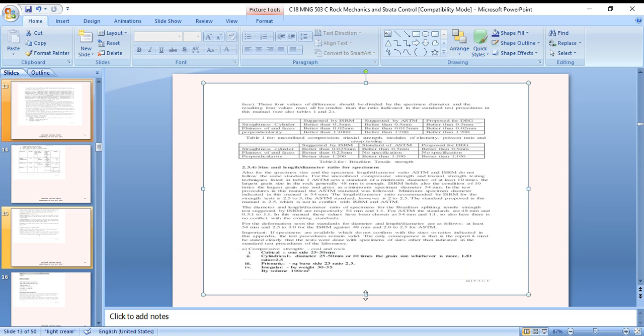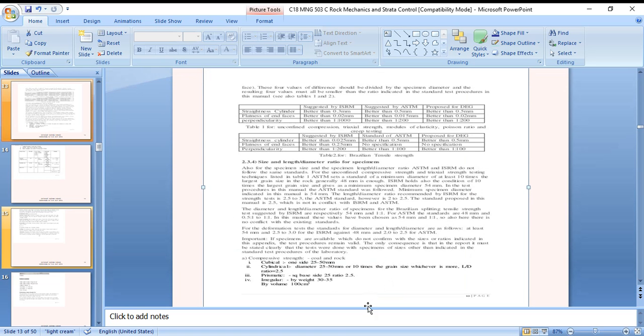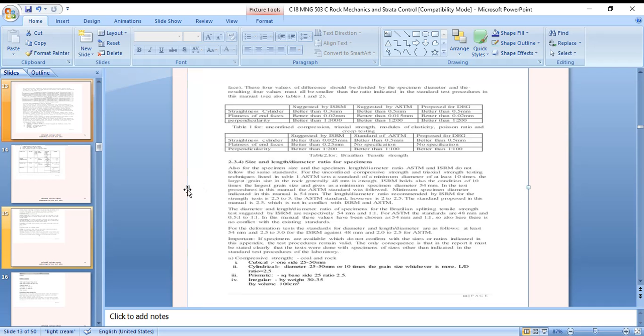These are the various types of cylinders: straightness of the cylinder, flatness of the end faces, and perpendicularity. Size and length to diameter ratio for the particular specimen as per the ASTM standard are given here.